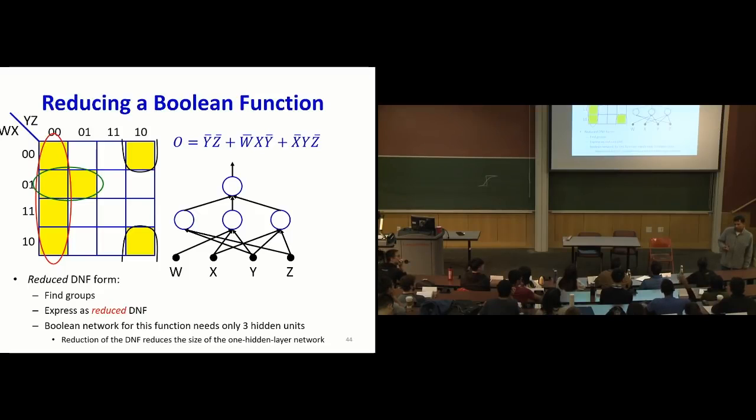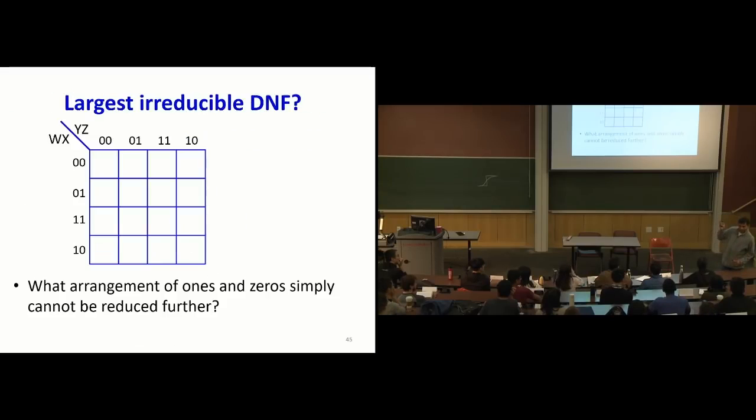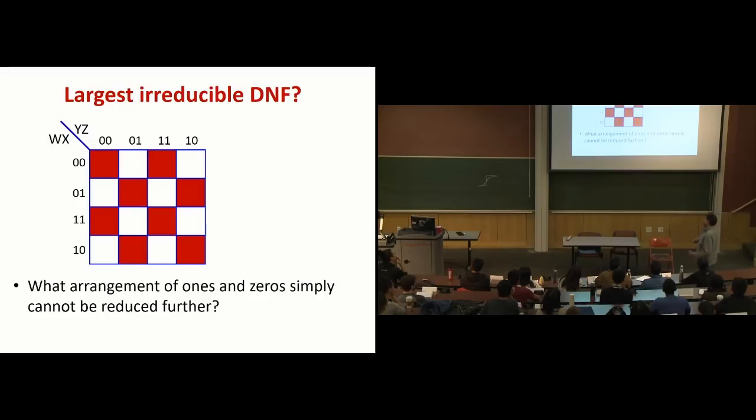Pardon me? There are no groupings. 2 to the power n. So, almost, right? What arrangement of 1s and 0s simply cannot be reduced further? Yes? Yeah, thank you, right? There you go, right? Once I do this, there's no way I can group things. And if I cannot group it, how many neurons will I require in the one hidden layer? In this case, I'm going to require 8, correct?